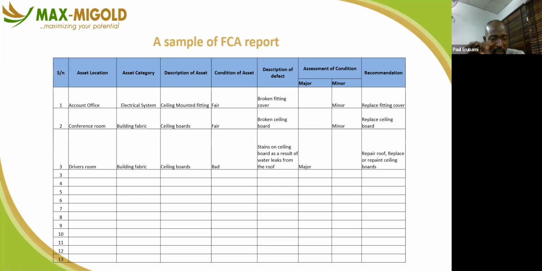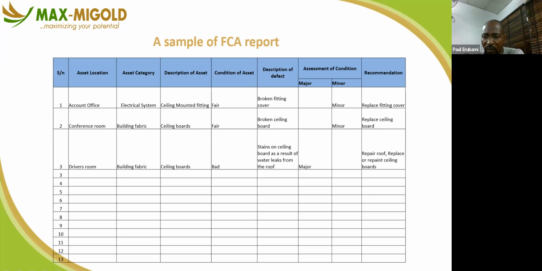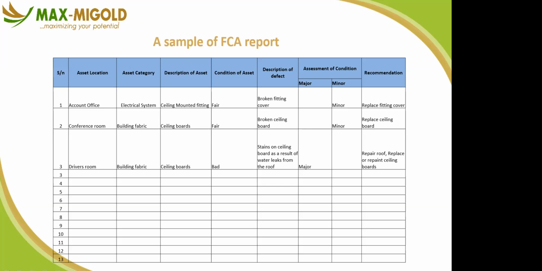Let's take accountant office as example. What is the category of the asset? Electrical system. That is what we assess in that account office. Then, what is the description of the asset? Ceiling mounted fitting. What is the condition? The condition is still fair. Okay. Then, how do you describe the fault of that asset? Broken fittings cover. Is it a major or minor? It is minor. Then, what is your recommendation? Replace fittings cover. Okay.